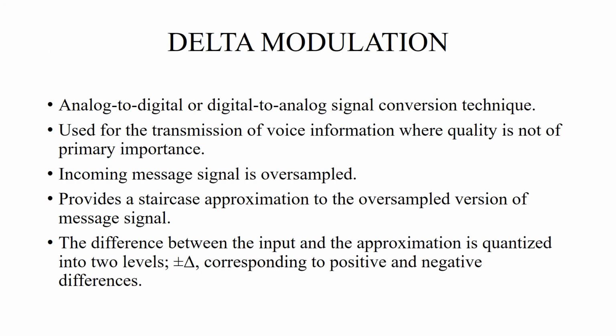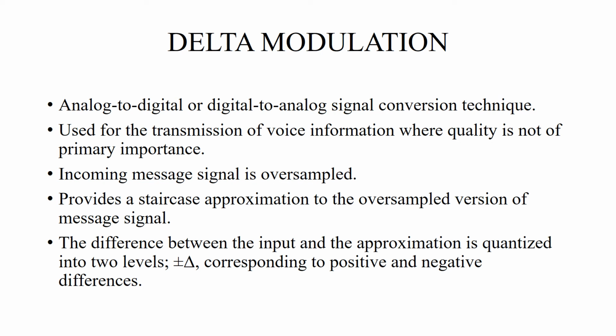And now the final topic that we have is delta modulation. It is a technique where we can convert an analog signal to a digital signal or a digital signal to an analog signal. It is used for the transmission of voice information where quality is not of primary importance. In delta modulation, the message signal is oversampled to increase the correlation between adjacent samples of the signal. And in its basic form, the delta modulation provides a staircase approximation to the oversampled version of the message signal. And the difference between the input and the approximation is quantized into two levels, plus delta or minus delta, corresponding to the positive and negative approximation.